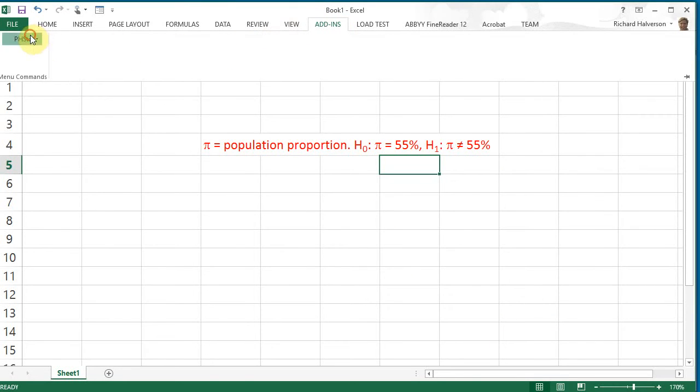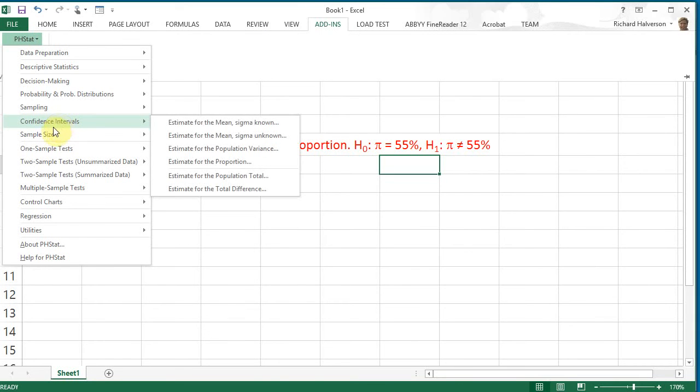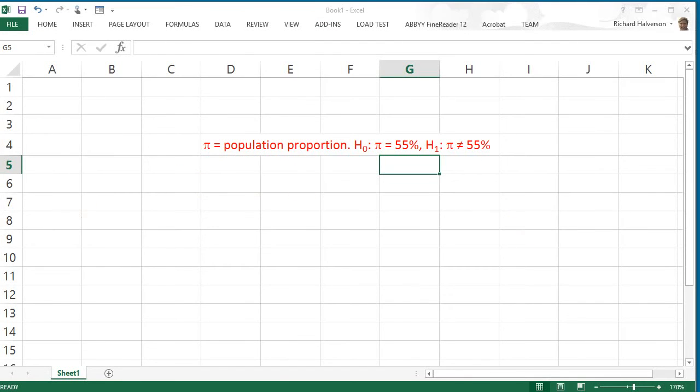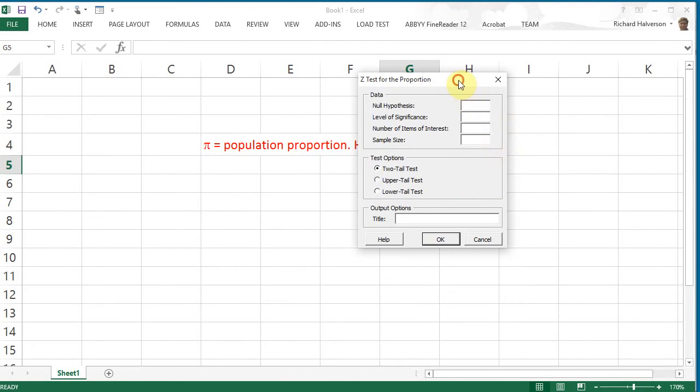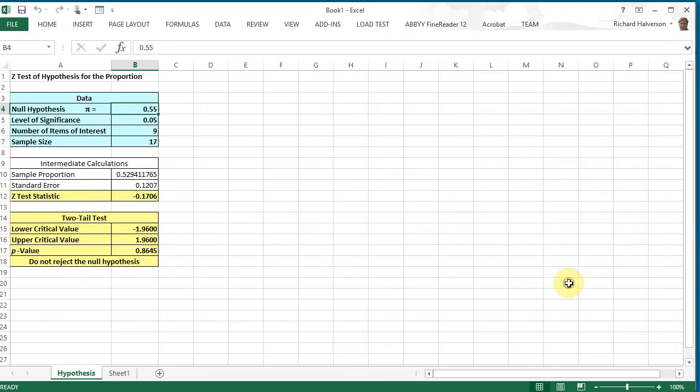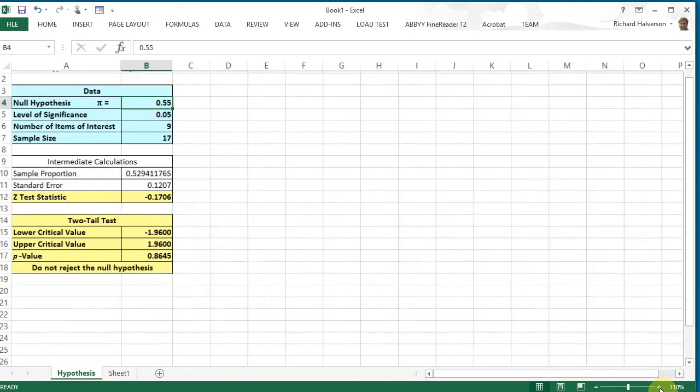open up PHStat here, and we're looking at a one sample test, Z test for the proportion, and this pops up, and so our null hypothesis is 0.55. The level of significance we're looking at is 0.05, and there were 9 females out of a sample of 17, and we end up with this, the results.